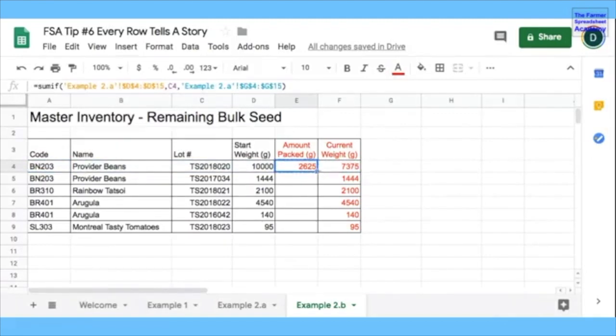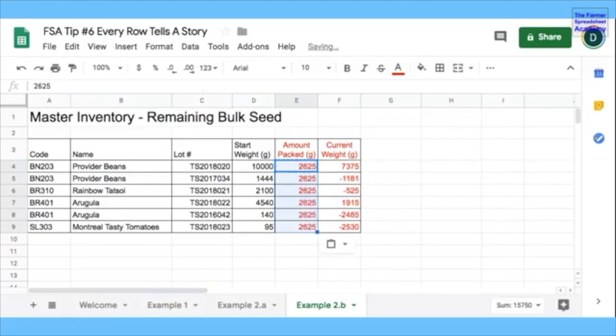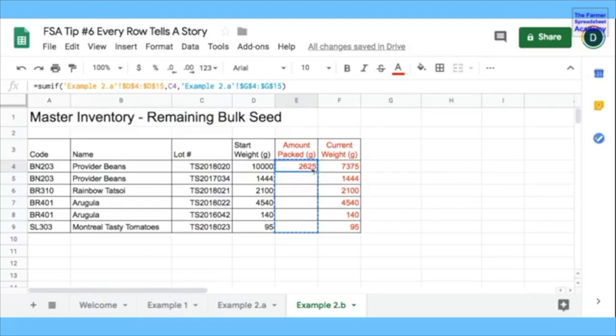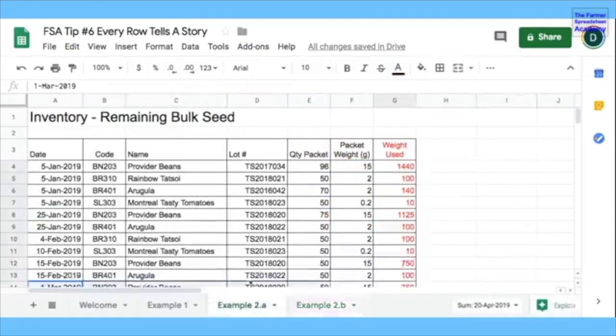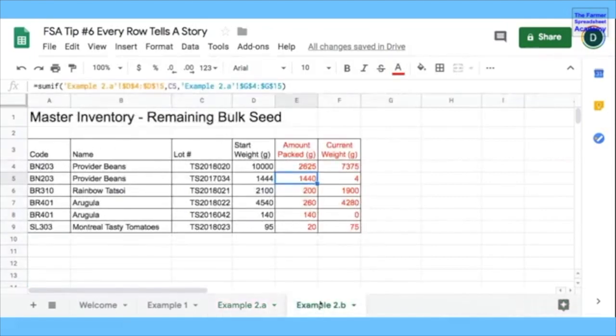So we can copy, paste. No, actually, we don't want to copy it that way. We want to copy the whole formula. And then it adds up all the different stories from the different page. And so here you can see that you have two sets of stories. One is a story of each packing day, and then here is a story of the whole lot, how it's changed over the year. And with these two pieces of information, you know exactly what's happened.